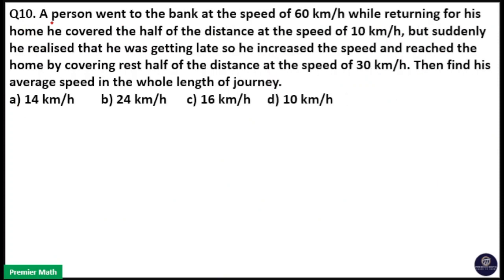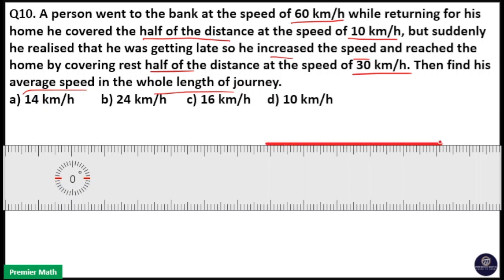Next is question number 10. A person went to the bank at the speed of 60 km per hour. While returning home, he covered half of the distance at the speed of 10 km per hour. But suddenly he realized that he was getting late, so he increased the speed and reached home by covering the rest half of the distance at the speed of 30 km per hour. Then find his average speed in the whole length of the journey.